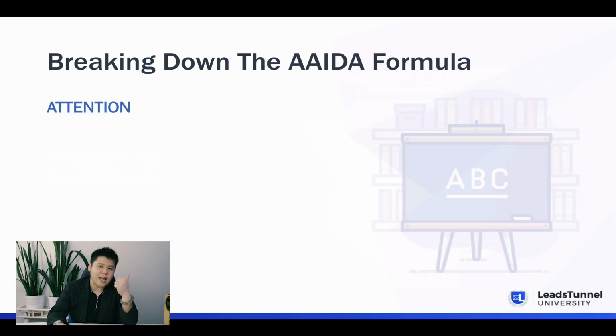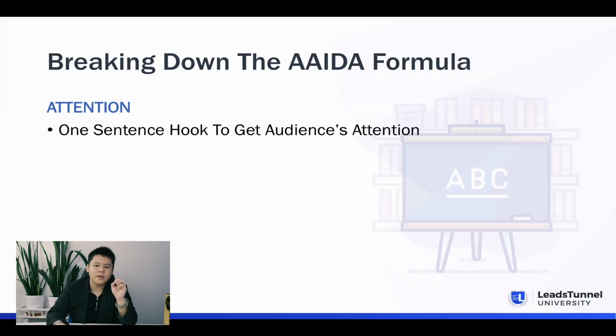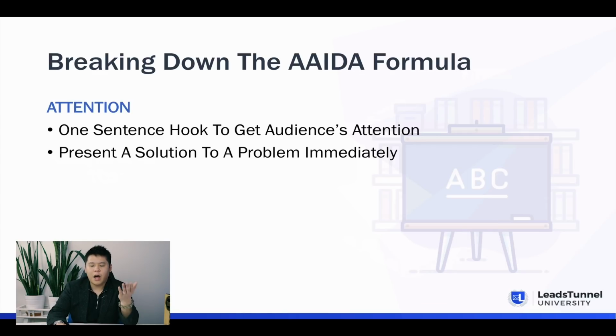The first step is getting the person's attention. You need to have a 1 sentence hook to get the audience's attention. According to Microsoft, back in 2013, we now have an attention span that's less than a goldfish. So the first sentence is superbly important. You gotta get them attracted and attentive to what you have to say and offer. A lot of times, if you're selling a physical product, digital product, or even a service, if you can present a solution to a problem immediately in the first sentence, you already got the person's attention.